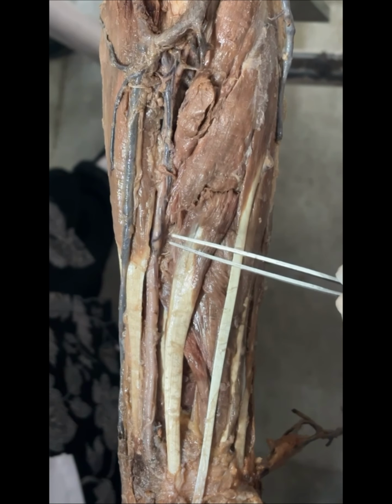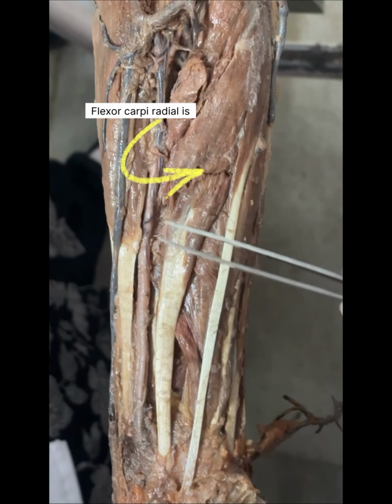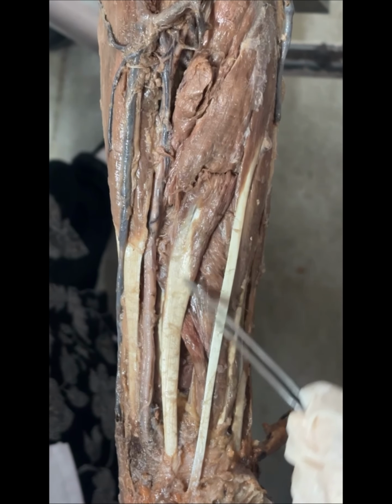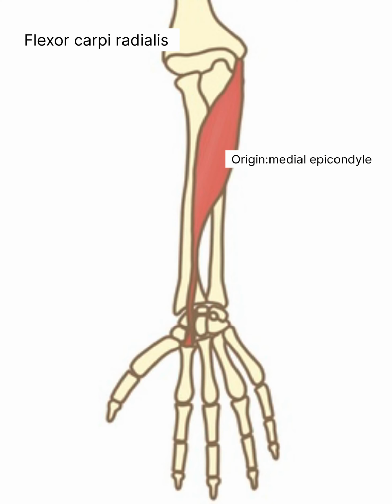Second is your flexor carpi radialis. We can see that from here to here. Its origin is from the medial epicondyle and the insertion is on the base of the second metacarpal.